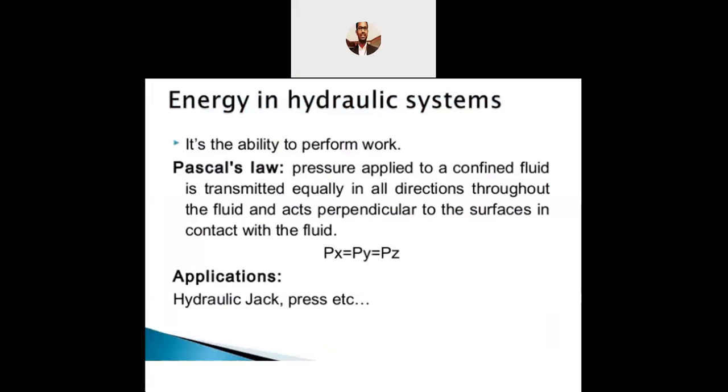Energy in a hydraulic system is the ability to perform work. Now, pressure applied to a confined fluid is transmitted equally in all directions throughout the fluid and acts perpendicular to the surfaces in contact with the fluid. Equally, you can say it, or undiminished also you can say it. Now, my dear friends, 1 second.